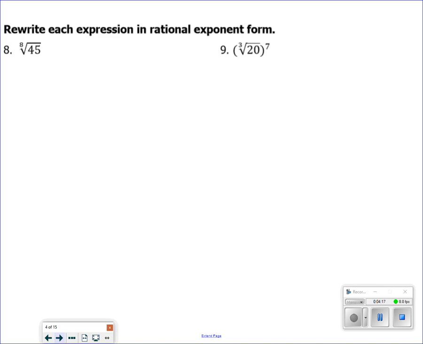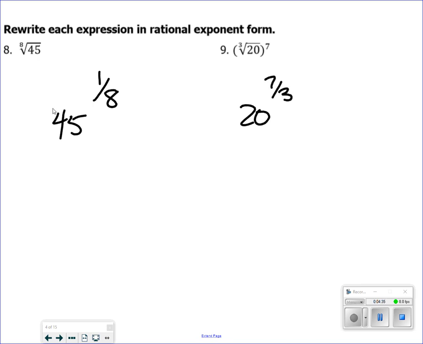Rewriting. We just took a quiz on this a little bit ago, but we're rewriting this in exponent form. Here's what I would tell all of you. Whatever is inside the radical, the exponent goes on top, the root goes on the bottom. So this is 20 to the 7/3.